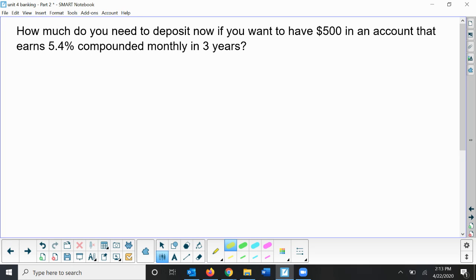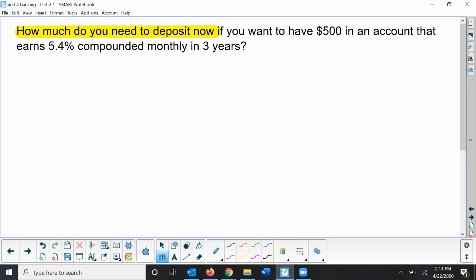But we have a goal. I want to have $10,000 and I have this much time to do it. What do I need to do right now to reach that goal? And so with this, our important phrase here, all of our equations or examples have important phrases that tell us what kind of scenario we have. In this one, the important phrase is, how much do you need to deposit now?